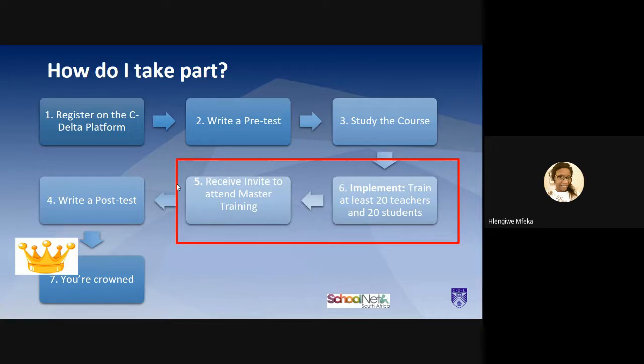I've highlighted in red step number 5 and number 6 because at this moment it's no longer available. Remember, the project is ending at the end of September in terms of SchoolNet facilitating or providing support to new people. We will be supporting you because you will be registering or enrolling to the program during this time, even post-September. So don't panic. We will still be there for you until you complete or you graduate.